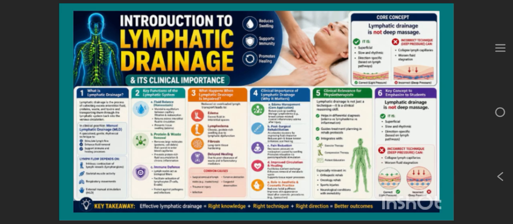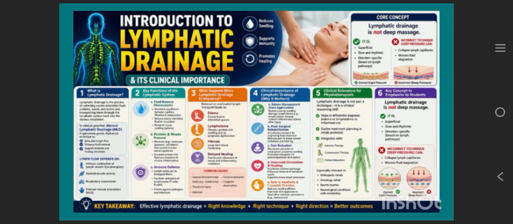Secondly, it prevents protein-rich fluid accumulation, which can lead to chronic inflammation. This is also a key function of the lymphatic drainage system: protein and waste removal.